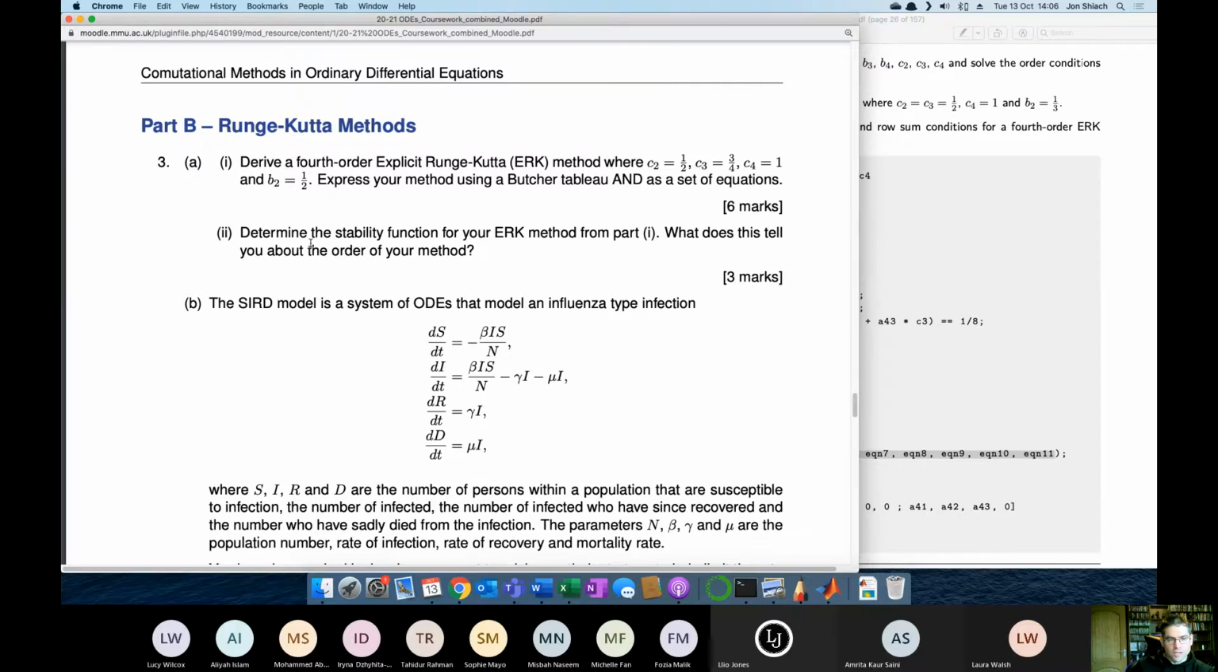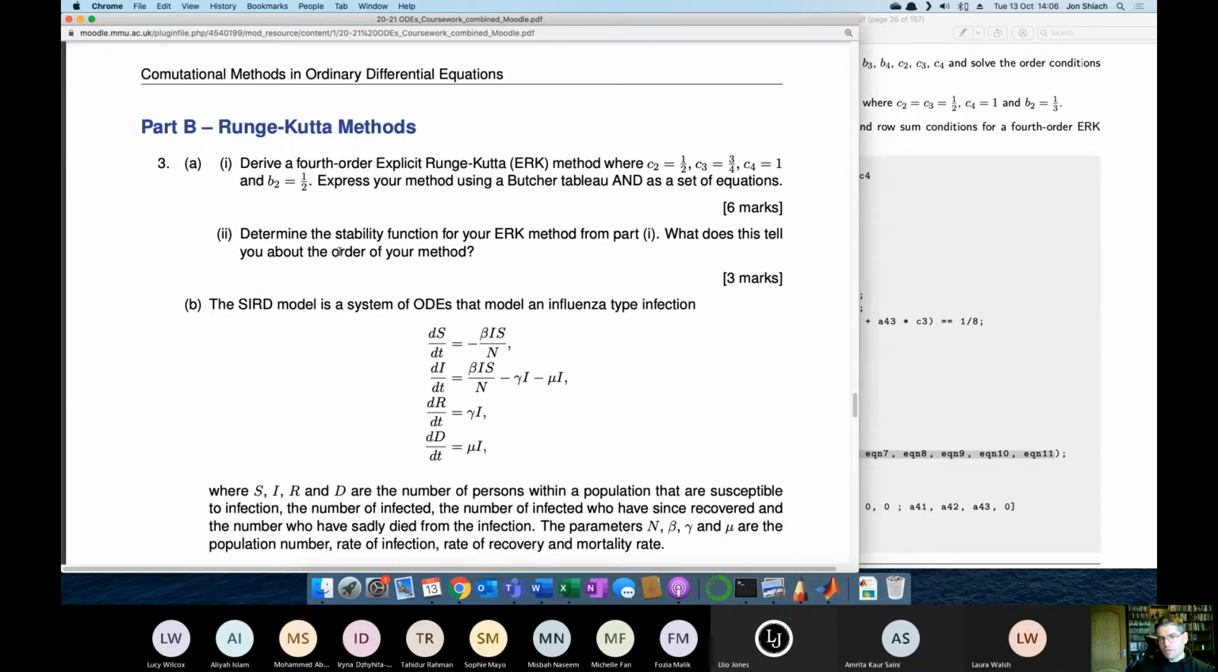It's not something of interest to us, because once we've got a method, what is of interest is the order of that method, how accurate it is. So in 3A part 2, determine the stability function for your ERK method. What does that tell you about the order? Look at the number of marks here. There's only 3, so it's not a lot of work. This will also confirm your answer to part 1, that you have the order of Runge-Kutta method that you were expecting.